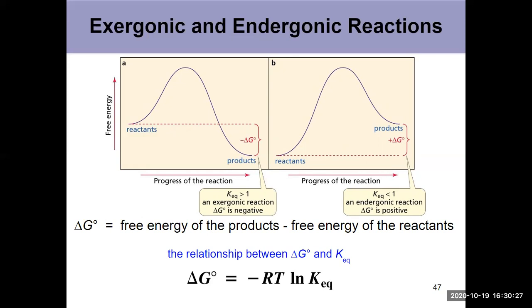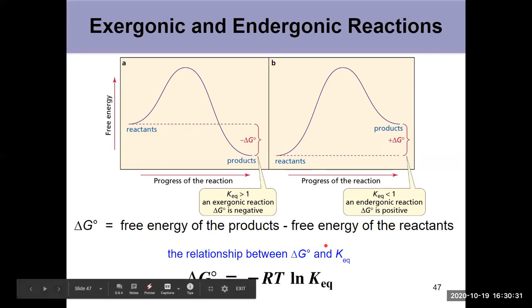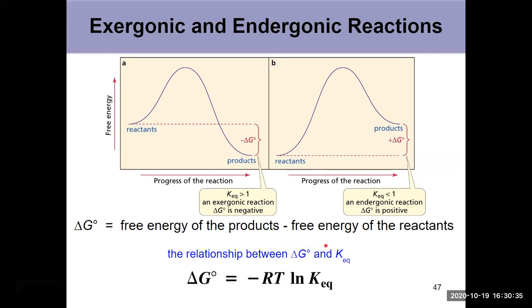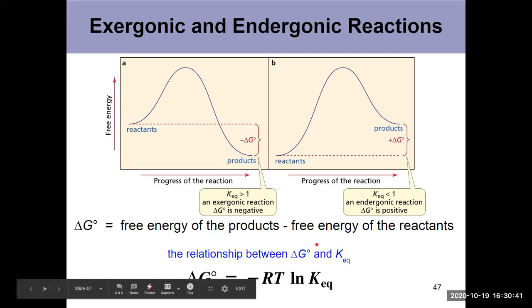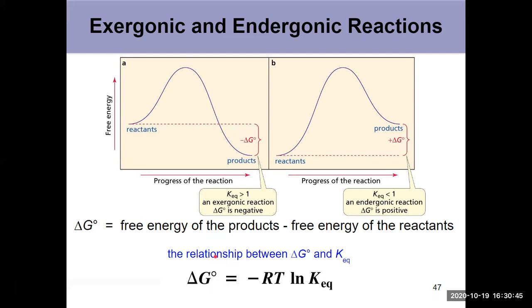And remember that we can relate that to the equilibrium constant as well, using the formula on the bottom. Delta G naught is equal to negative RT natural log of the equilibrium constant, where R is the gas constant, T is the Kelvin temperature. And remember that delta G naught indicates concentrations of 1 molar, temperature of 25 degrees Celsius, or 298 Kelvin, or pressure of 1 atmosphere.